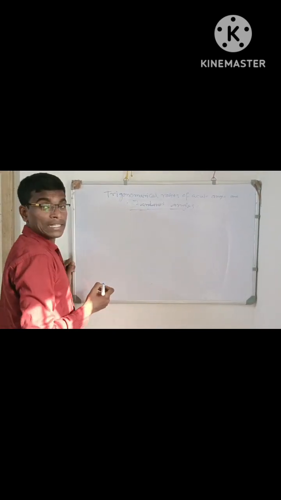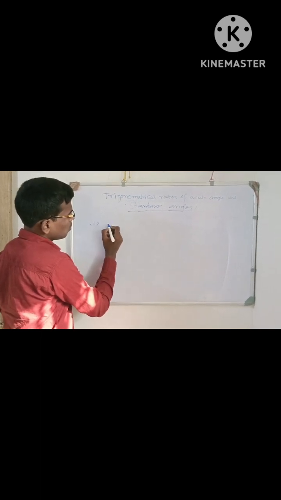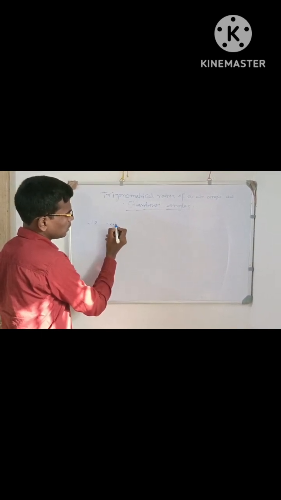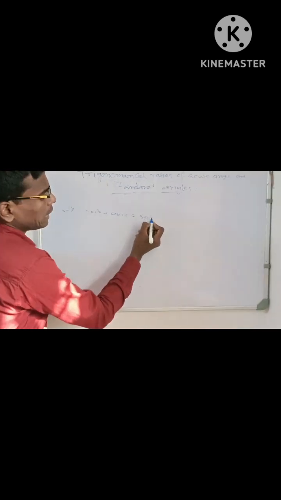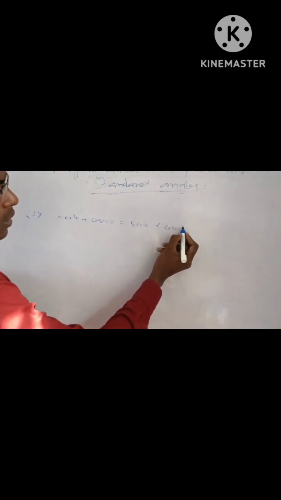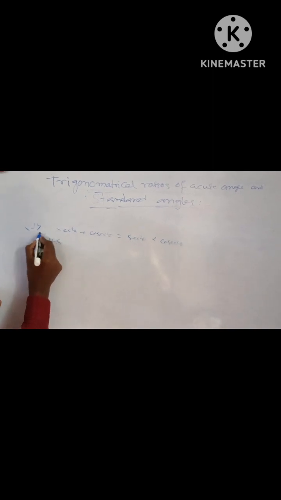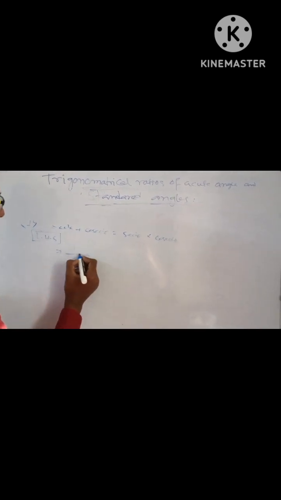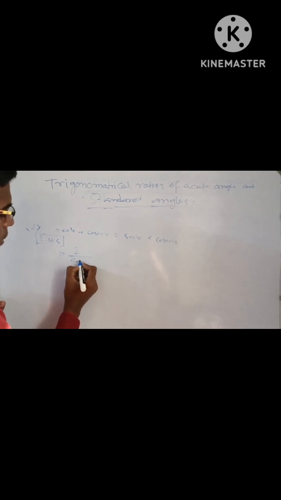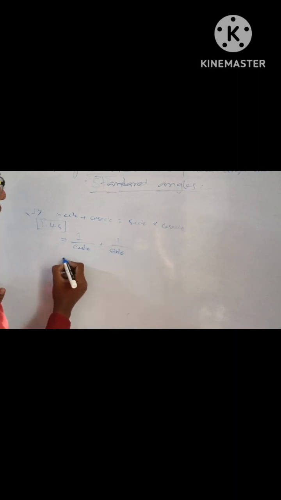Let us do an exercise from your book. Suppose you have to prove sec square theta plus cosec square theta equals sec square theta into cosec square theta. How can you prove it? Let's take the left hand side, sec square theta plus cosec square theta. We can write sec square theta equals 1 by cos square theta, and cosec square theta equals 1 by sin square theta.